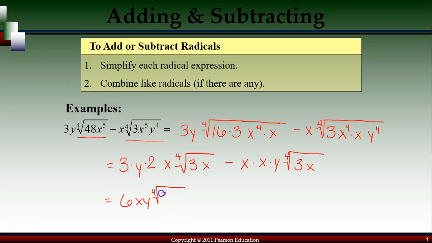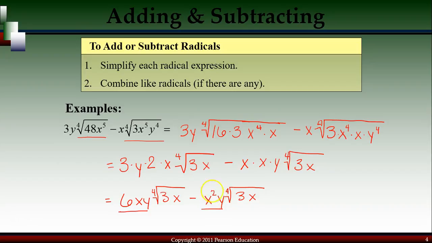4th root of 3x. And then this gives us x squared y. And then 4th root of 3x. Now these right here are not going to be like radicals. We cannot add these two together or subtract these two because of what's on the outside of our radical, what it's being multiplied by. This has a 6xy in front, and this has an x squared y.